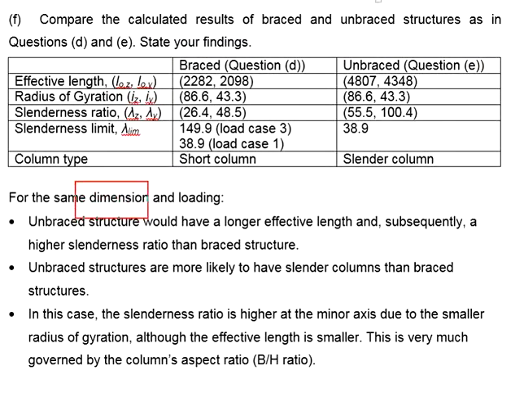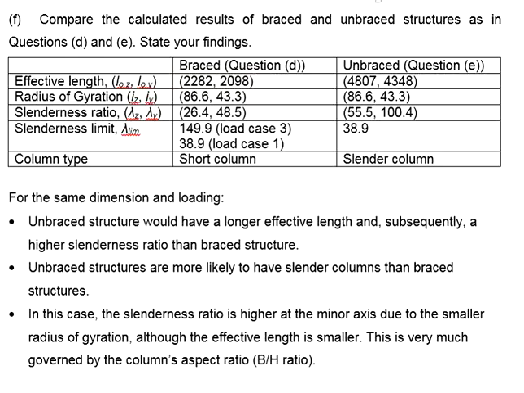For the same dimensions and the setup as well as the loadings acting onto the column, it seems that the unbraced structures will have longer effective length than the braced structures. If you see the numbers here, the effective length is normally greater than the actual height of the story when it comes to the unbraced structure. As for the braced structures, the effective length is normally smaller than the story height.